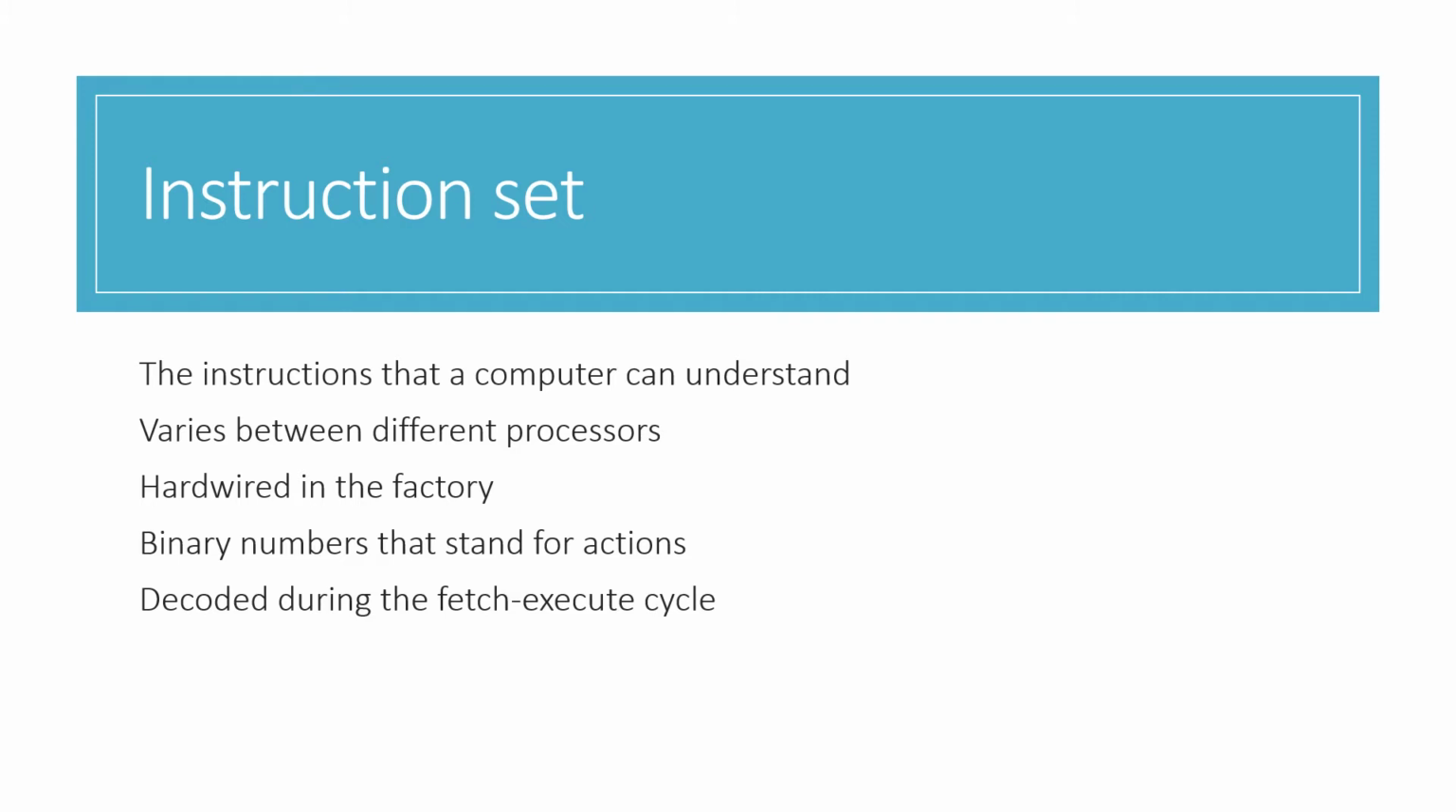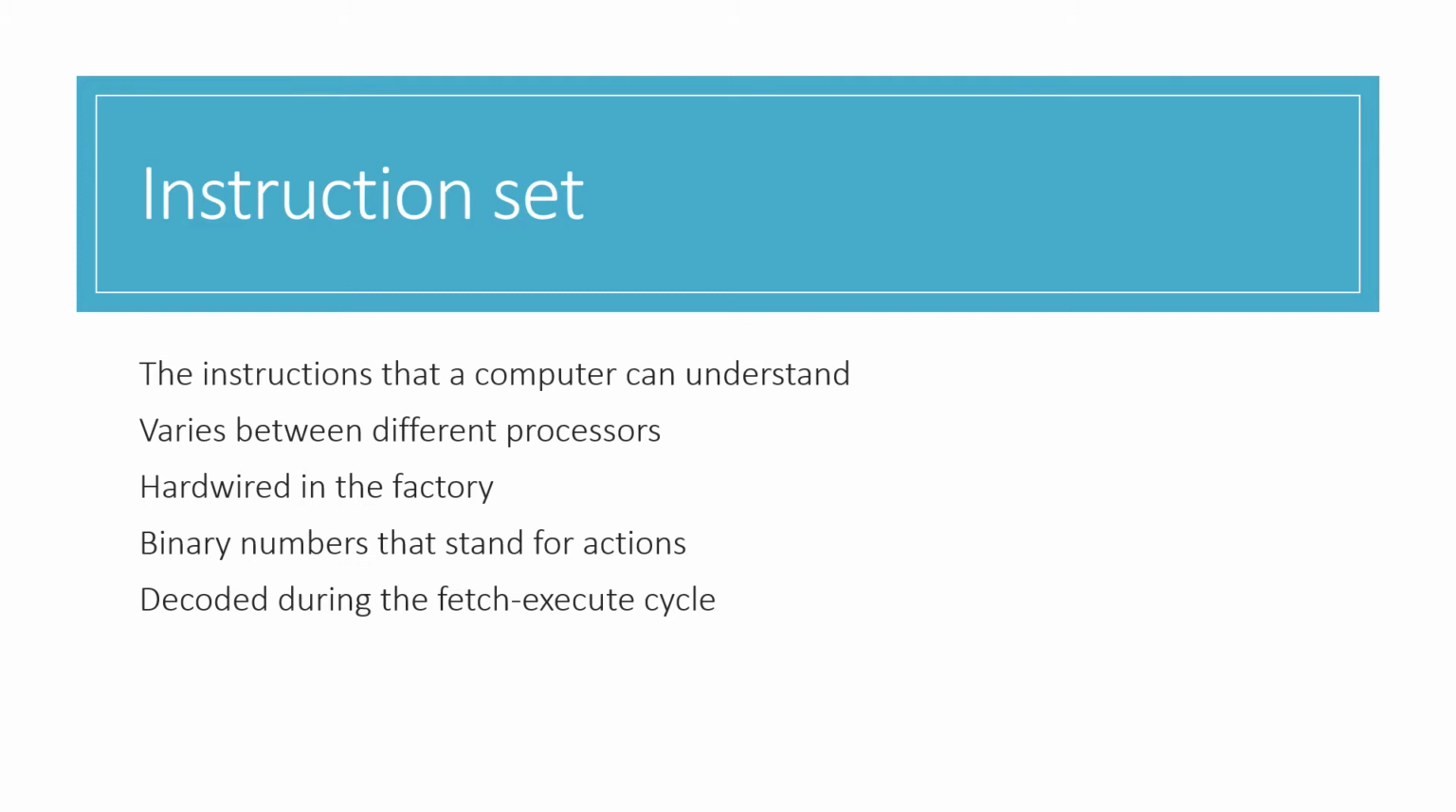In addition to these different items, the little man can understand a set of instructions, and these instructions are the little man's instruction set. That should be a phrase that you're used to hearing. We've talked about it before. The instruction set of a processor is the set of instructions that that processor can understand. Different processors have different instruction sets. For example, some have a complex instruction set and some have a reduced instruction set. In any case, the instruction set is hardwired into the processor in the factory.